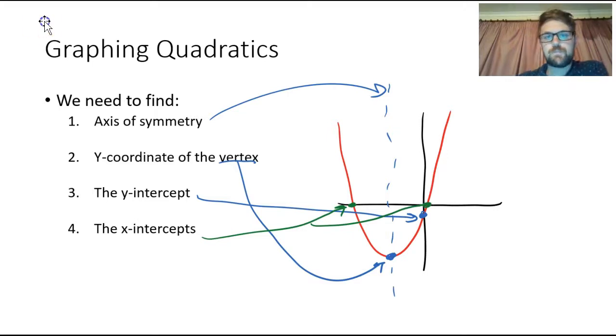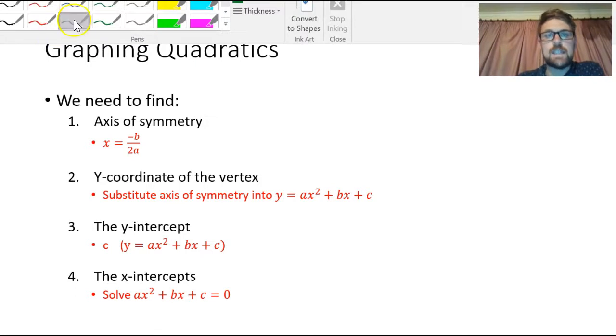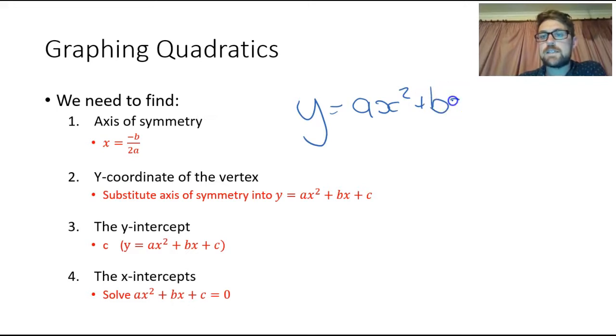I'm going to give you a couple of rules and formulas to work these things out. So let's skip to that now. The first one is the axis of symmetry. Now we're going to presume we have a quadratic equation in the form y equals ax squared plus bx plus c. Wherever you see an a, b, and c, that's from this equation here.